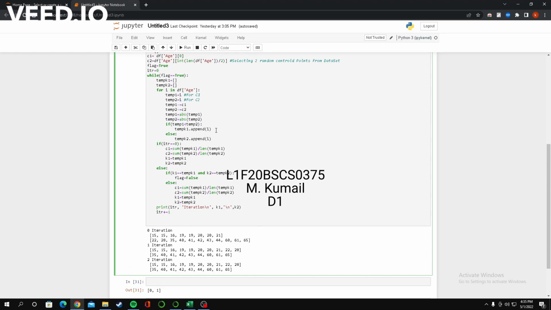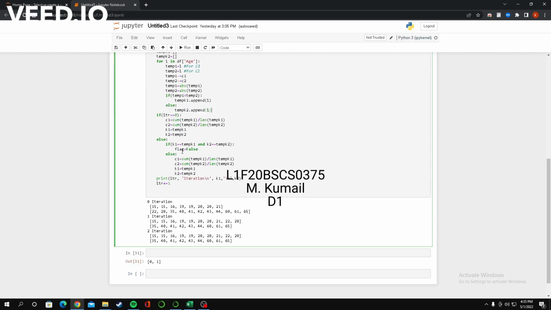For example, if the distance of an element in the dataset is closest to centered point 1, then it will belong to cluster 1, and if it is closest to centered point 2, then it will belong to cluster 2. Coming out of this for loop, now we have to update both centered points and copy the previous iteration into the current iteration.